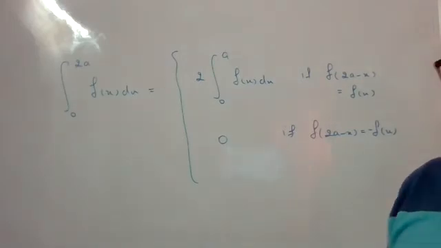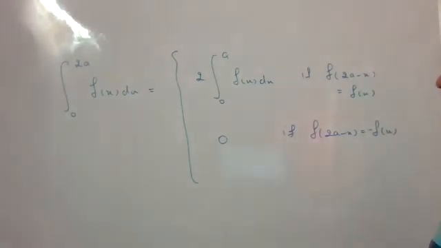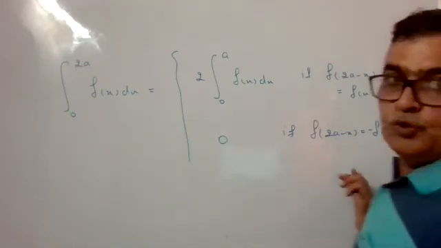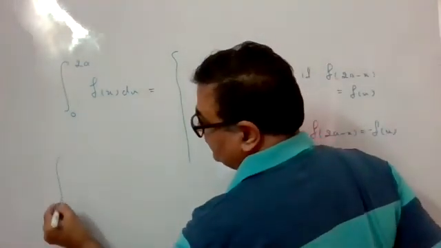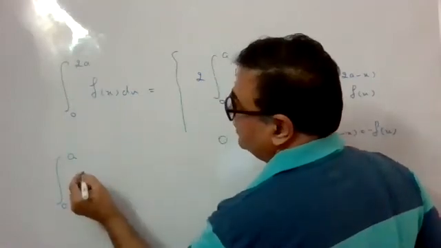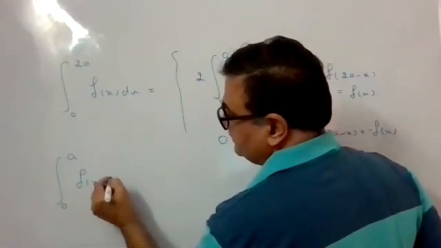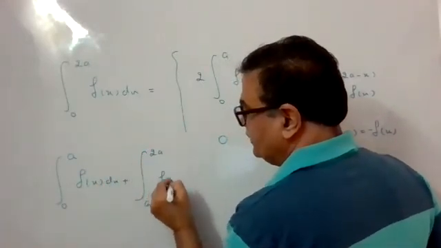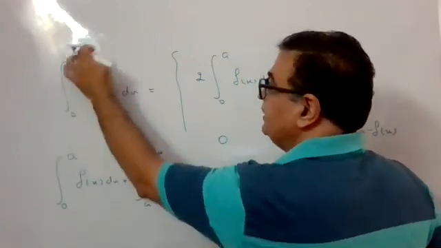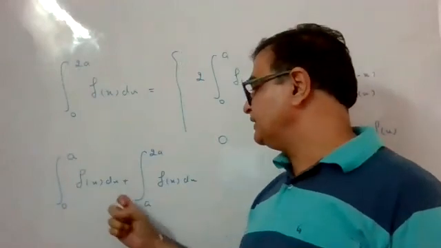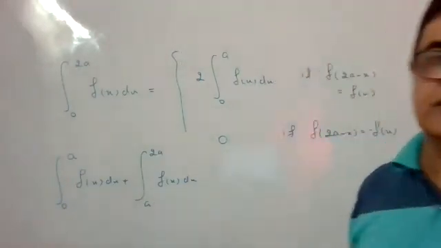Now write a question on it, please. Or first we'll prove it, then we'll go for a question. When you prove this, you start this way. 0 to 2a, so I should write first 0 to a fx dx plus a to 2a fx dx. We will split this integration in two parts. One is from 0 to a fx dx, another is a to 2a fx dx.